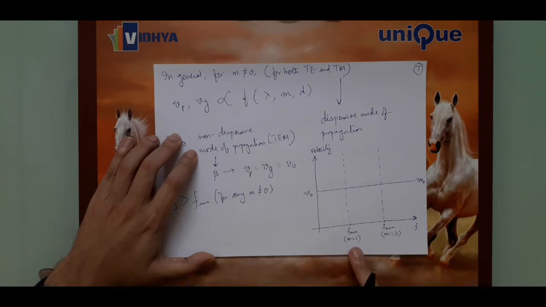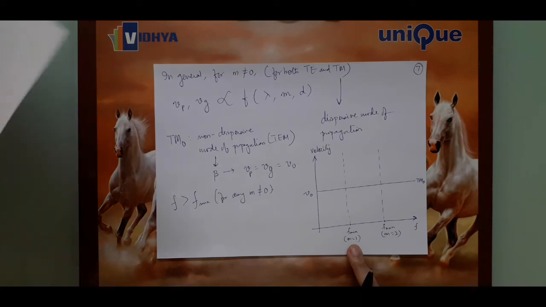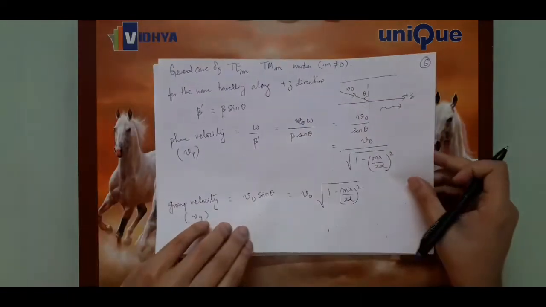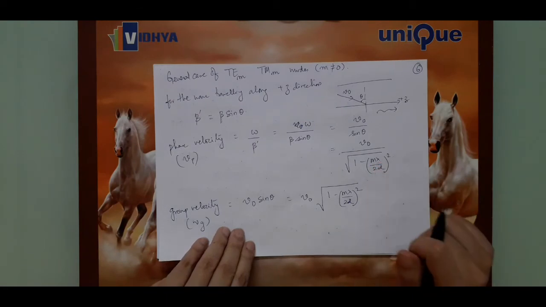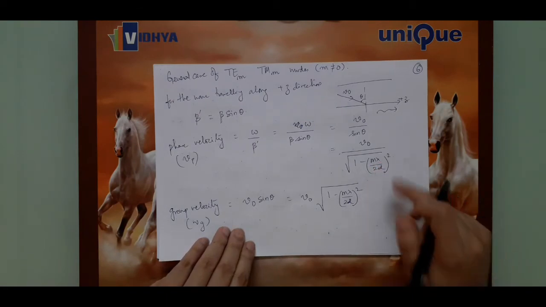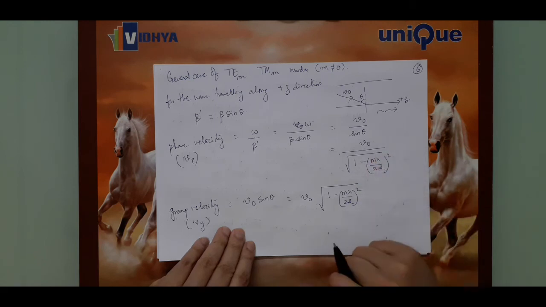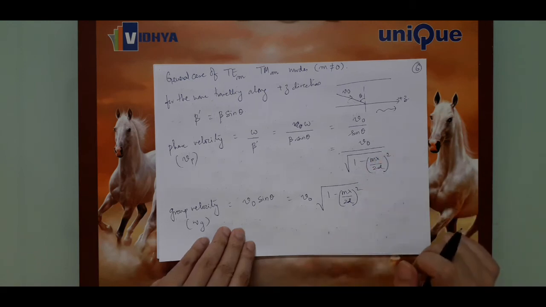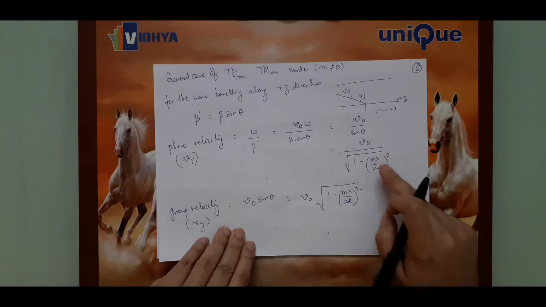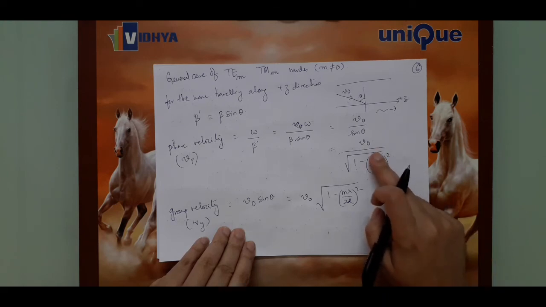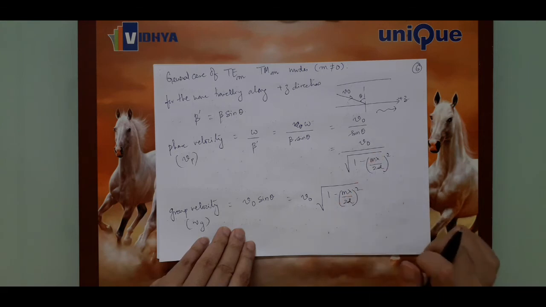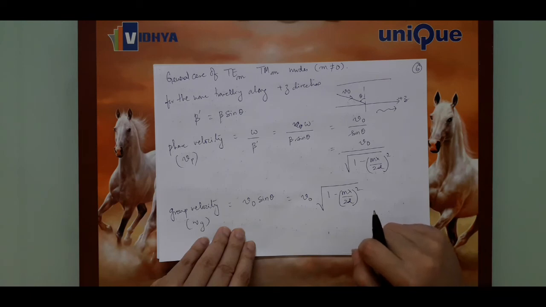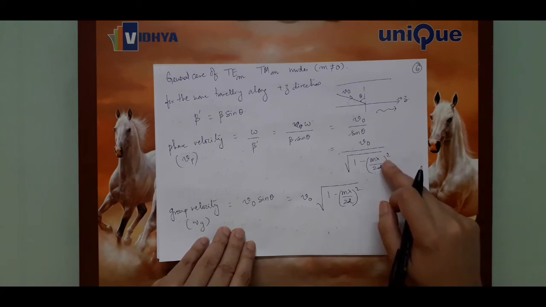So when m becomes exactly equal to 1 and f is exactly equal to f min, this m lambda by 2d will essentially become 1. Therefore, the phase velocity will almost become infinity and the group velocity will tend to 0. Now, as we increase the frequency, this m lambda by 2d term will start tending to 0.